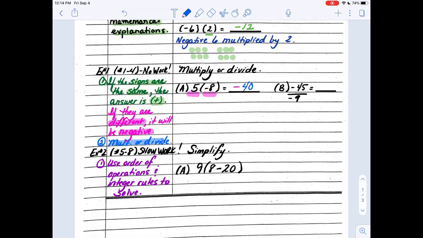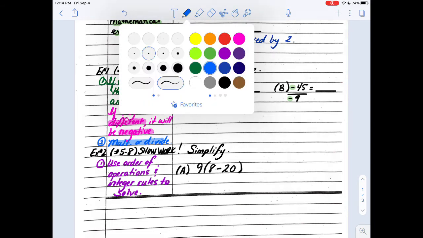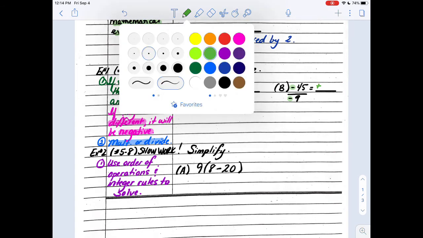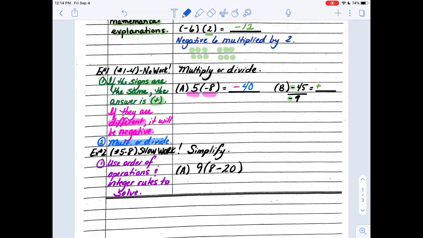Let's look at this next one. For B, first thing I want to know is, is my answer going to be positive or negative? Look at the signs. I can see they are both negative, so it is going to give me a positive result. You don't have to put that little plus sign there for positive, but I'm going to remind myself. Now I'm just going to divide. 45 divided by 9, or 9 times what is 45? I'm hoping you would tell me 5. So my overall answer would be positive 5.